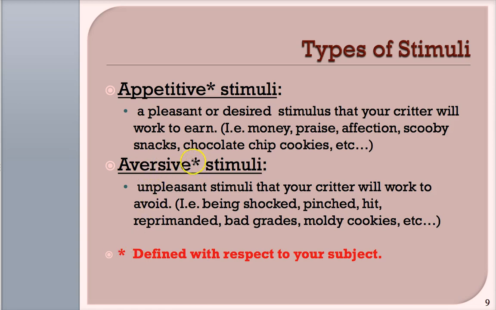Aversive stimuli are also defined with respect to your subject. These are unpleasant stimuli that the subject, your little critter, whoever it is, will work to avoid. So these could be things like being shocked or being pinched or being hit. Well, I guess I don't know, being pinched. I guess it depends on where you're from. If you're from France, maybe that's a good thing. I don't know. Being reprimanded, getting a bad grade, moldy cookies. Please, no moldy cookies. So things that we would rather avoid. So the stimuli that could either be presented or taken away could be either appetitive or they could be aversive.